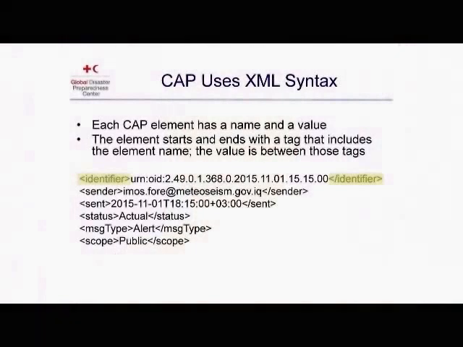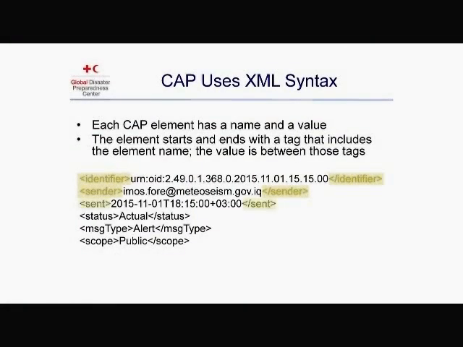So here's how we represent in XML the 6 CAP elements we just specified. The XML schema for CAP is a simple structure of name-value pairs. You can see that each CAP element starts and ends with an XML tag made from the element name. The element value is between those tags.